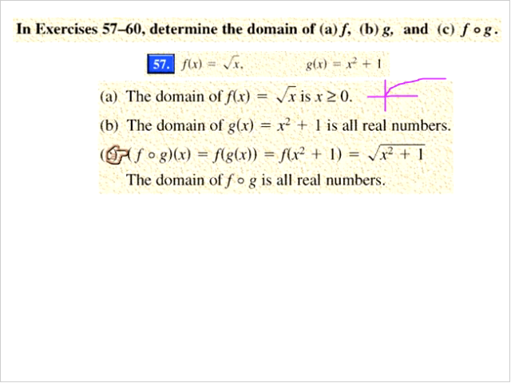And then finally, f of g, if we were to follow this through, we plug x squared plus 1 in for x and get the square root of x squared plus 1. And when we graph it, we notice that we get like a v. So that would be all real numbers.